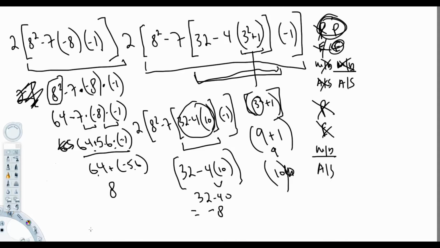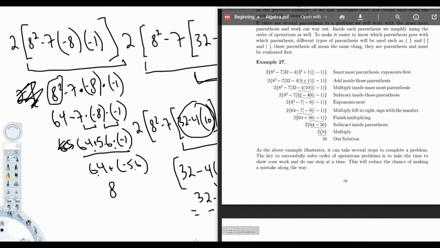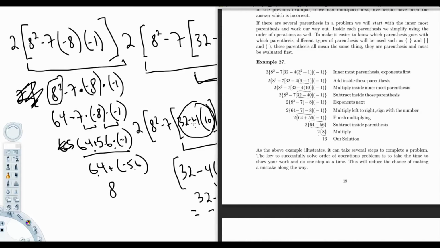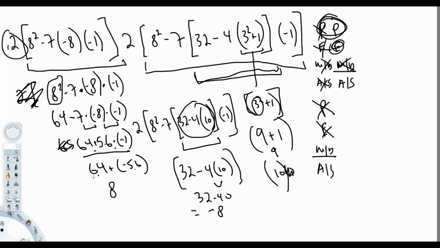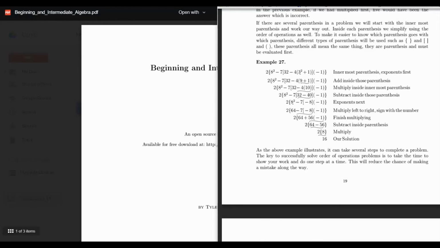Because the last step was the addition. So let's see if I'm right. No. 16. Am I forgetting something? Oh, yes. 2. Remember this guy here? So 8 represents this brackets times 2 equals 16. Woo! That was embarrassing. All right. So that is the first problem.